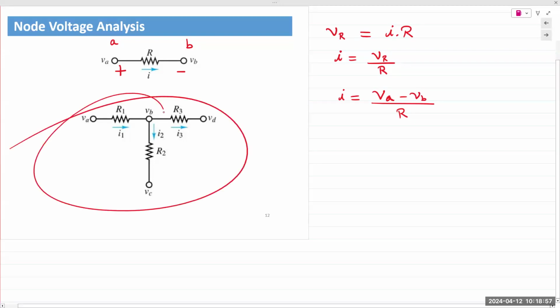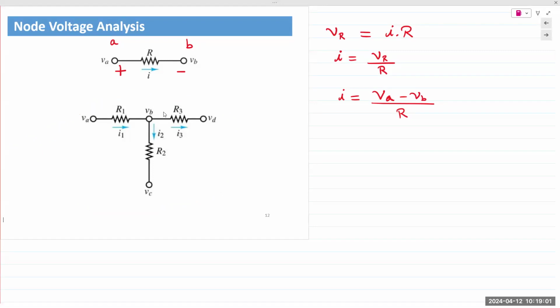3 resistors this time connected at node B in the center. And then we have the outer 3 nodes, A, C, and D. So we label the node voltages VA, VB, VC, VD. Current directions are also given to us, I1, I2, and I3 flowing through those 3 resistances.